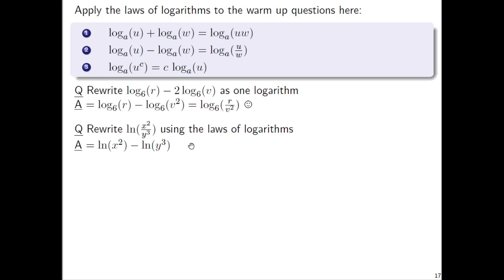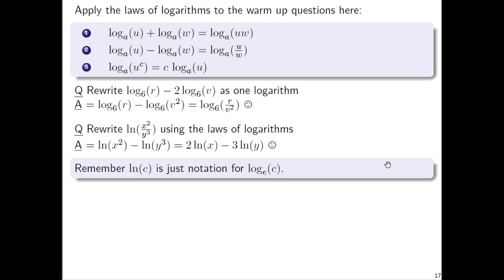Now, just to practice using laws of logarithms, we can actually apply the third formula, let's say forwards. The exponent 2 can come in front, and this exponent 3 can come in front of the log. And we'll have 2 ln of x minus 3 ln of y. Remember, ln of c is just notation for log base e of c. But don't write ln base little e here, okay? The whole point of writing ln is to make it much shorter than writing log base e.